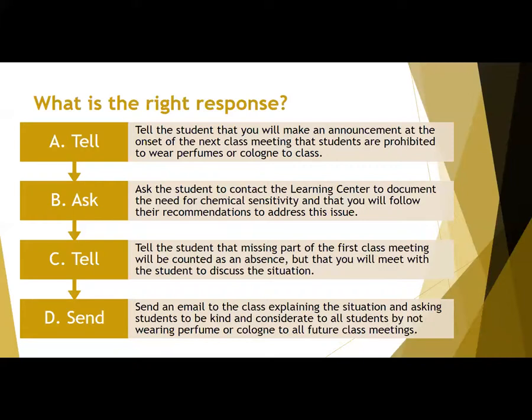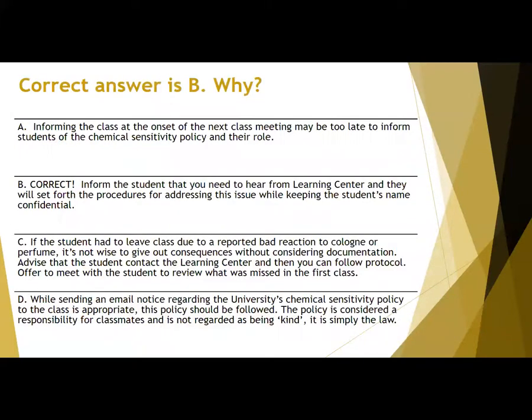So what would be the right response? We only have one correct answer in this case. Let's go through the incorrect answers and why those would not be good options. A, informing the class at the onset of the next class meeting is too late to inform the students. And what if the student comes again with cologne? The student is going to have another absence. This is too late.